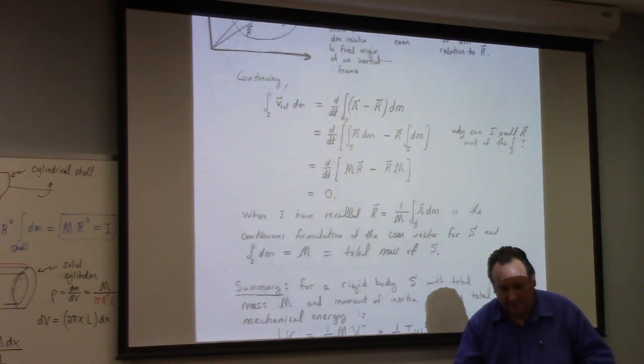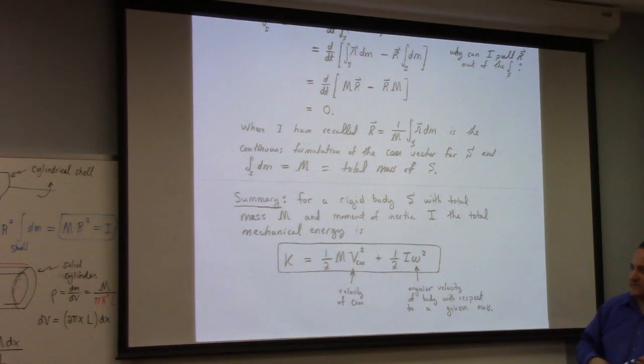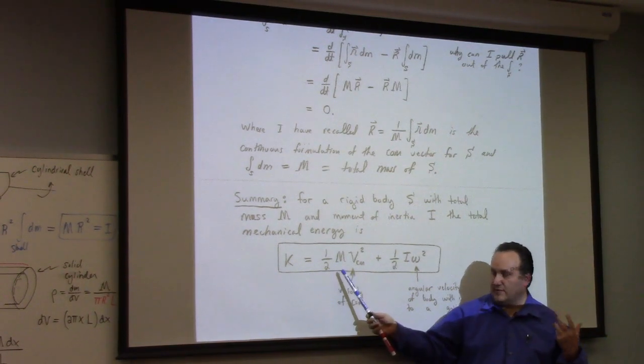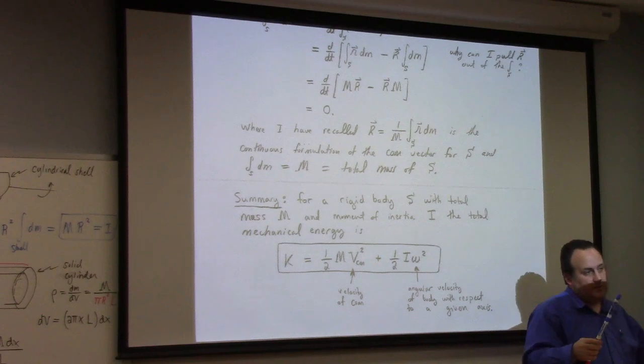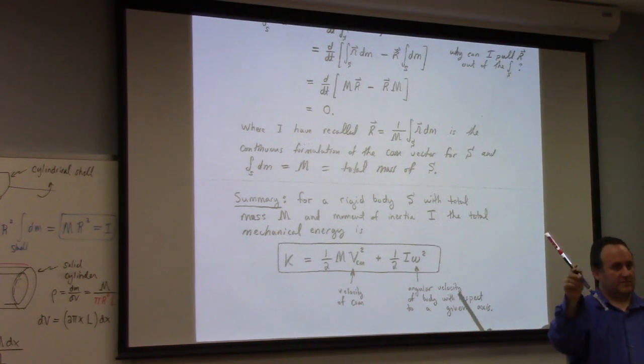Which is why it's important to us, because this gives us the thing we'll apply in all kinds of problems coming up soon, which is that the total mechanical energy has two pieces. It has the translational piece, so if I just do this, right? See this?